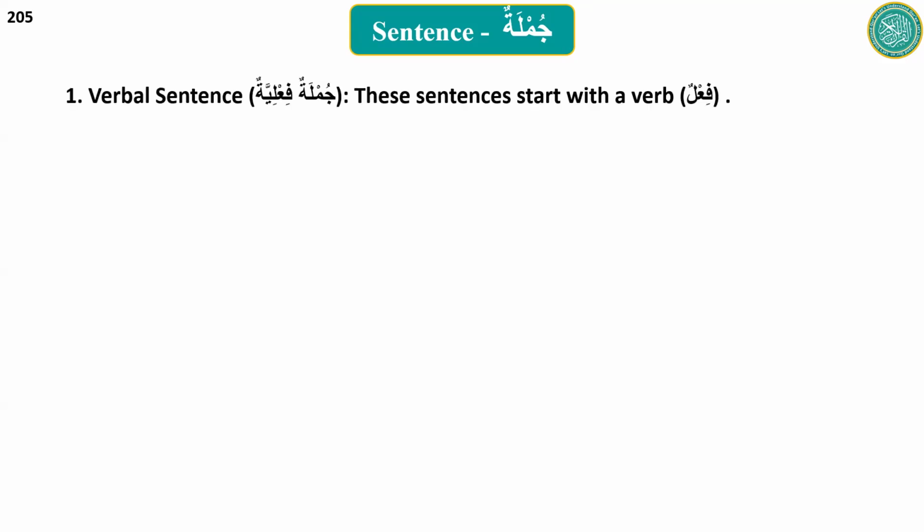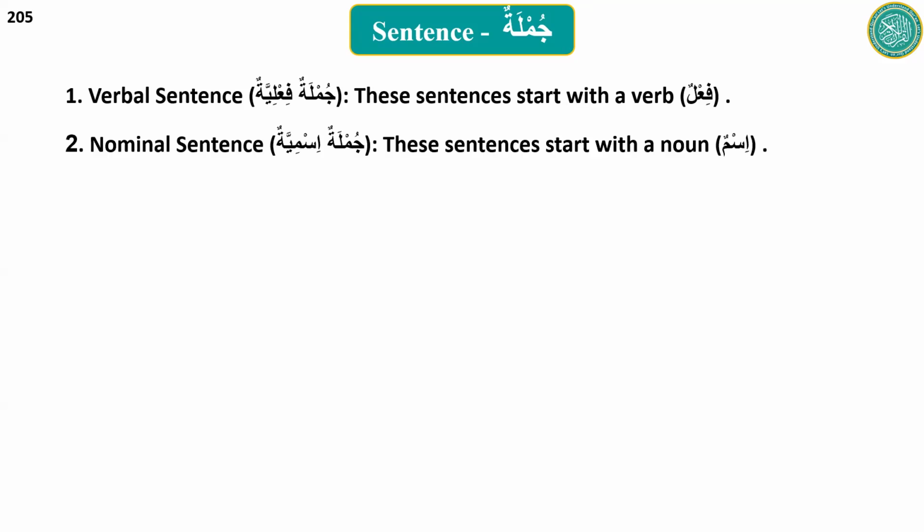Today we are starting a new topic called sentence. Sentence in Arabic is called jumla, jumlatun or jumla. And there are only two types, very simple. There are not many types, just two. The first one is a verbal sentence. We will call it jumla fi'liya. Verbal, verb fail, and verbal fi'liya. Jumla fi'liya. And the second type is called nominal sentence, jumla ismiya.